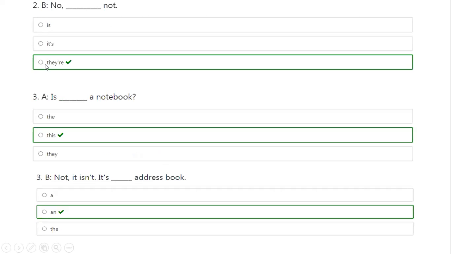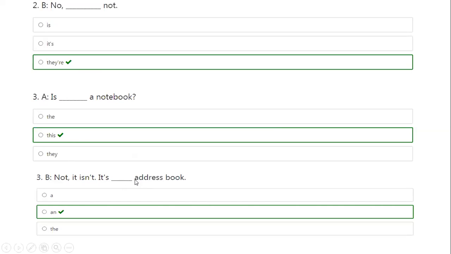La conversación continúa, ¿verdad? No tenemos que perder el hilo de la conversación. Y dice, no. Y si estoy hablando de sunglasses, plural, tampoco puede ser is ni it's, sino que they, ¿verdad? They're not. No, they're not. Vean que estamos también estudiando las short negative answers, respuestas cortas negativas. Ajá, is a notebook. Ajá, the notebook. De a notebook, no, ¿verdad? They a notebook, no, tampoco tiene sentido porque it's singular, este es singular. So the right is this. Is this a notebook? No, it isn't, right?